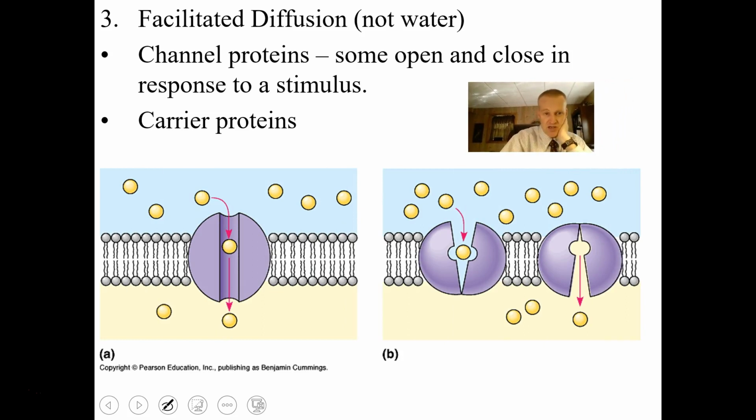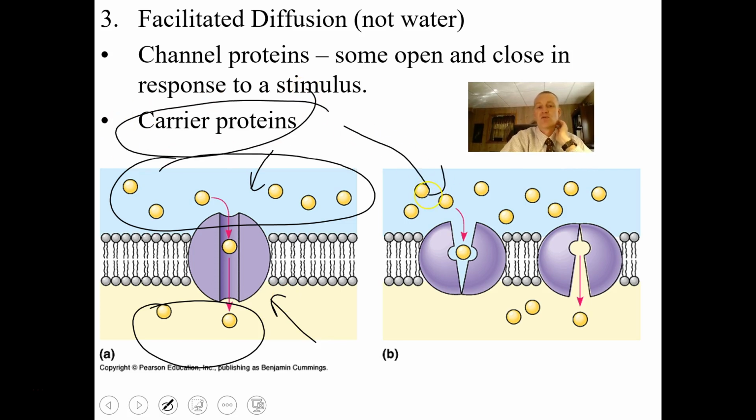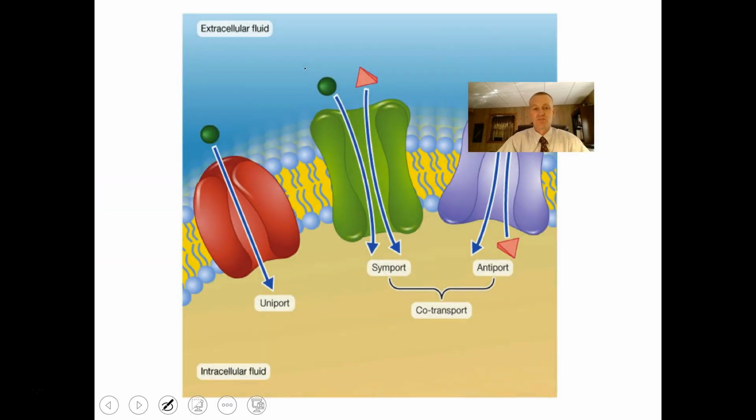So down here we have an example of a carrier protein. This one happens to be open all the time, so things are moving from an area of high concentration to an area of low concentration. So it is diffusion, but it's facilitated by this protein. Here we have a carrier protein where you can see it is diffusion, moving from an area of high concentration to an area of low concentration, but it has to deform and change its shape to bring things in. There are other kinds of channel proteins that open and close due to a stimulus, and we'll talk about these when we do the nervous system and the muscular system.